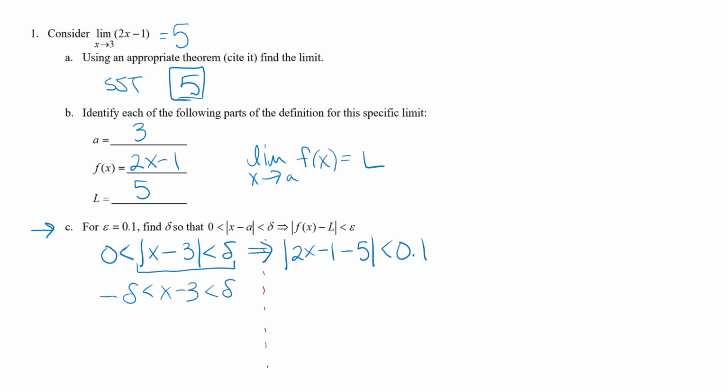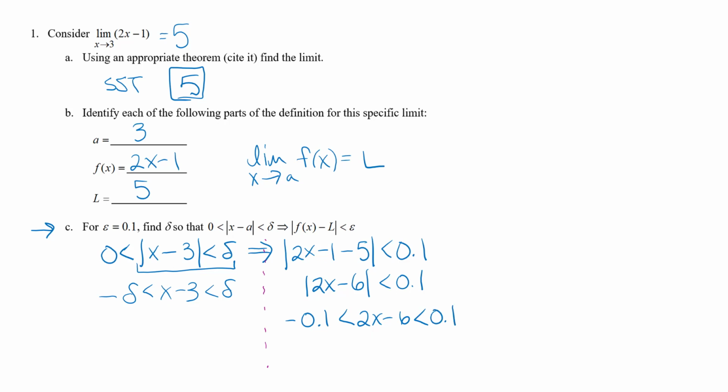For the other inequality, I'm going to do the same thing, but first maybe I'll go ahead and combine the minus 1 and the minus 5. So I have absolute value of 2x minus 6 is less than 0.1. Then I'm going to open this up, and I have negative 0.1 is less than 2x minus 6 is less than 0.1.